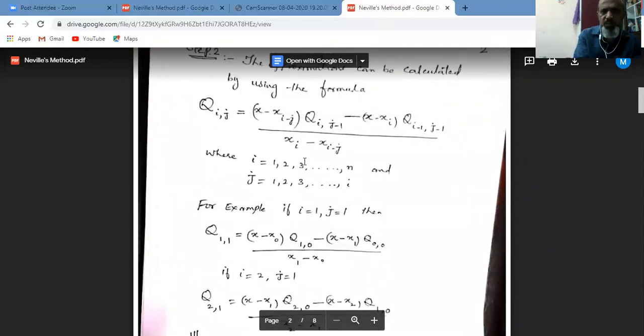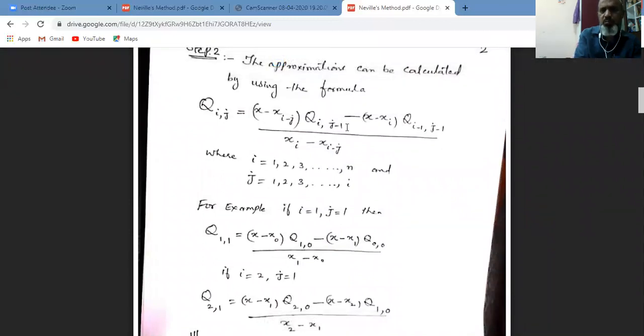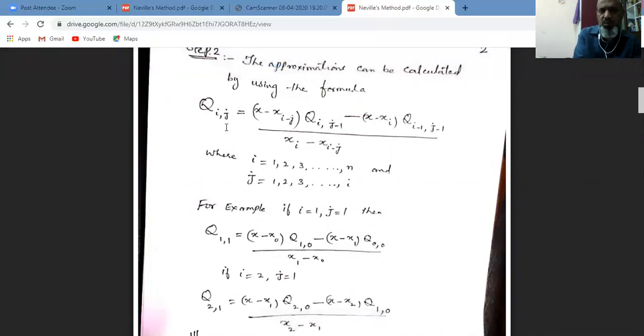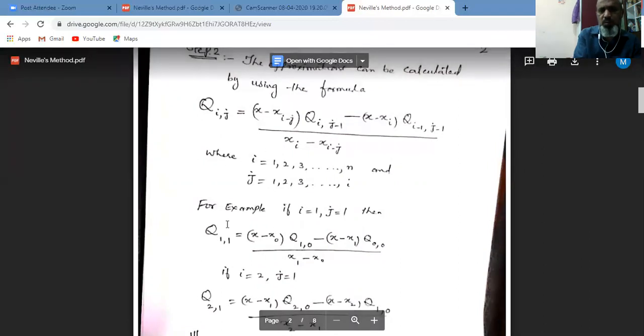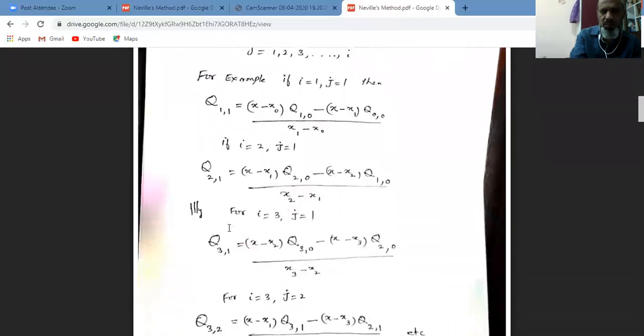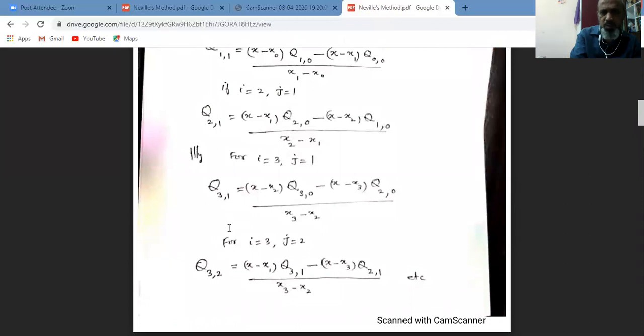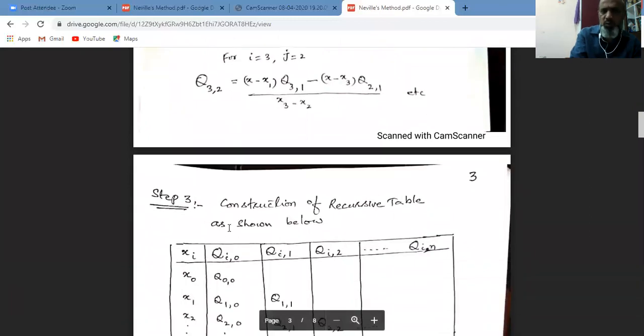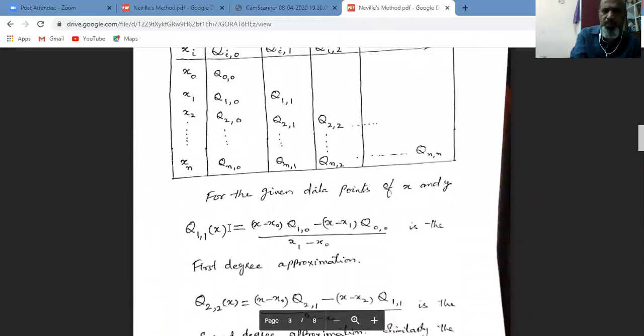Qi,j is equal to (x minus xi-j) Qi,j-1 minus (x minus xi) Qi-1,j-1, divided by (xi minus xi-j). This is the formula we have to remember, and substitute the values of (i, j) as (1,1), (2,1), (3,1), (2,2), (3,2), (3,3). We will get the polynomials. Q11, Q21, Q31 are called first degree approximations. Q22, Q32 are called second degree approximations. Q33 is called the third degree approximation.